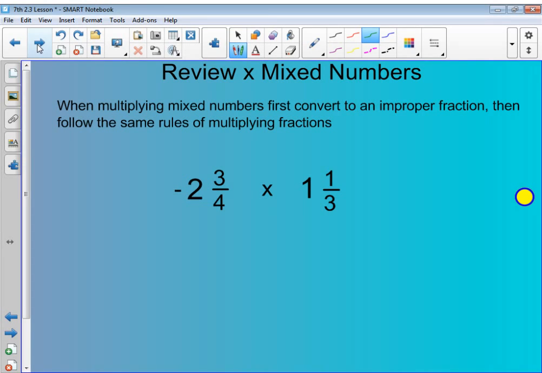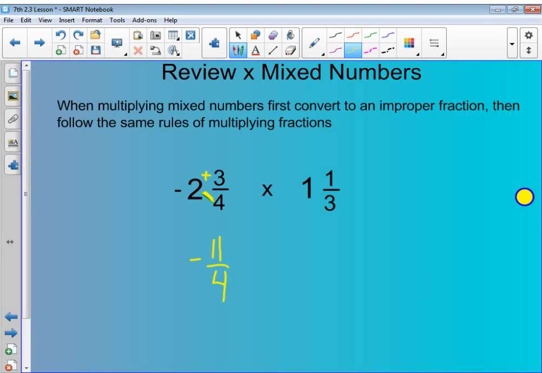So the process that you have to use is you have to multiply. Let me change my color here. Multiply your whole number times your base number, or your denominator. So 4 times 2 is gonna give me 8. And then I'm gonna add my top number of 3. So 8 plus 3 is 11. So I'm now gonna look at this as -11, still over 4.